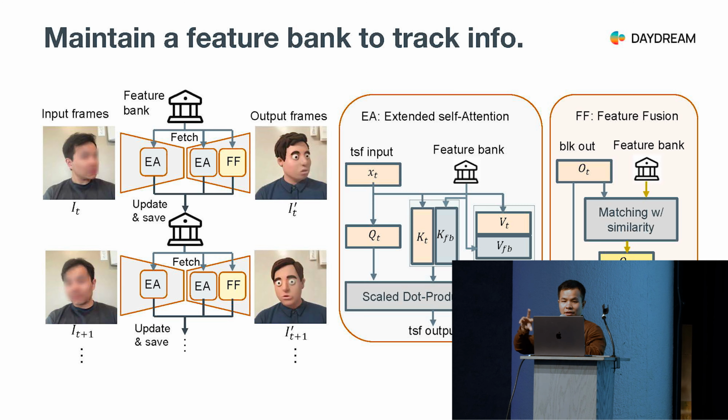And after we have done this extended attention and feature fusion, we can update and save the memory bank. I will talk about this part later. By doing this, we can leverage the past information and get a more consistent output.